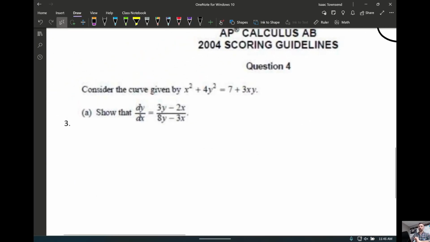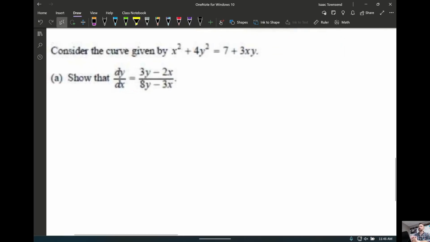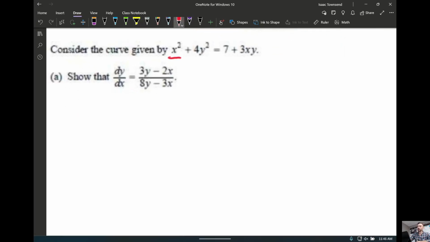Again, just one that I had found, not anything more special about it than others. But in 2004, FRQ number 4, the very first thing they ask you to do is to show that the derivative equals this. Now again, it doesn't say implicit, but when you start going through and doing the derivatives, the derivative of x squared is 2x. The derivative of 4y squared, you get to do just like regular power rule, but you're doing implicit because you're taking the derivative of y, so you need a y prime.